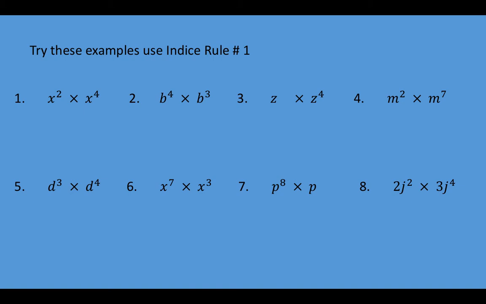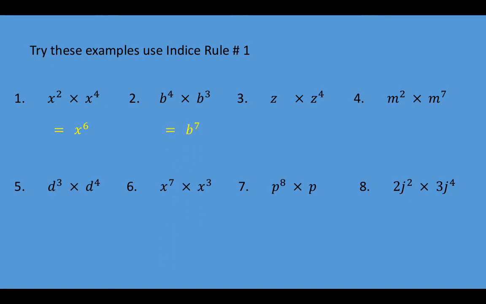Right, so question number 1 said we had to multiply x squared by x to the power 4. So if we add the indices this time we get 6, so we should have the answer x to the power 6. Second one, we've got b to the 4 multiplied by b cubed. 4 add on 3 is 7, so that gives us the solution b to the power of 7.